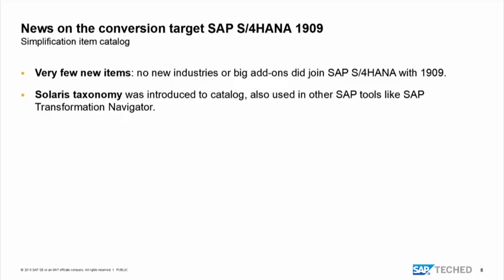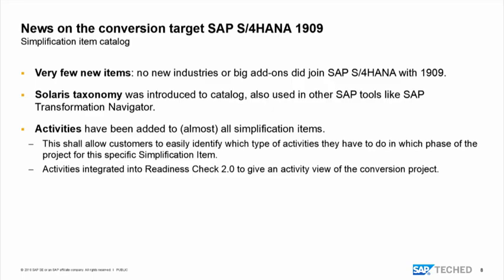Some background information: the catalog as such is now based on the Solaris taxonomy that is introduced in the catalog. It's relevant for the Transformation Navigator. That is a tool that is not focusing on the system conversion. It's a tool that helps you with the complete landscape, how to be transitioned in there.